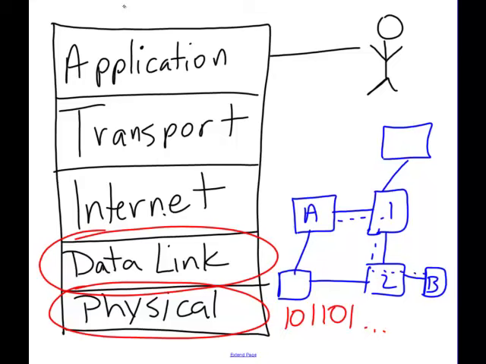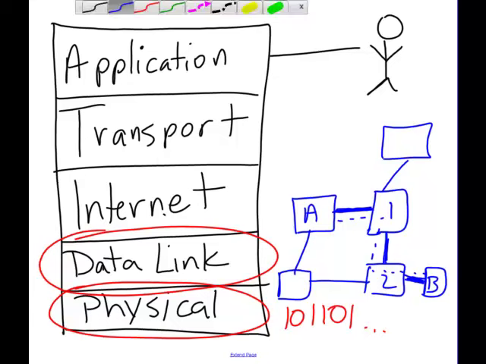The data link layer deals with physical connections between two machines. Because we can't go from A to B without first going from A to 1, and then going from 1 to 2, and then going from 2 to B. Data link is concerned with going from A to 1. It's also concerned with going from 1 to 2, and it's concerned with going from 2 to B. It deals with machines that are physically connected to each other, and how do we move data from one to the other.